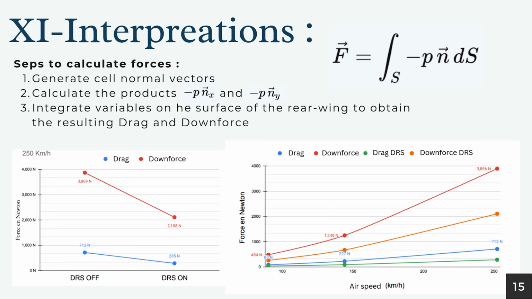The steps in order to calculate the forces are the following. First, we need to generate cell normal vectors. These are normal vectors to our surface. Then we calculate the product minus p times n on the x-axis and the n about the y-axis. This will get us the downforce and the drag resulting forces. After integrating the variables on the surface of the rear wing, we obtain the resulting drag and downforce.